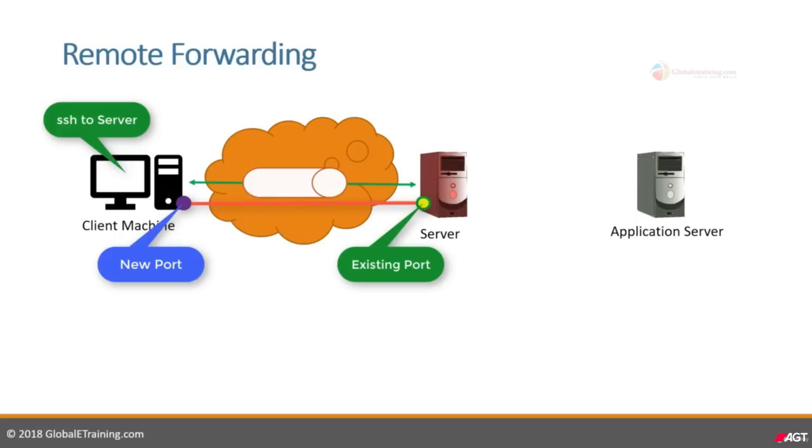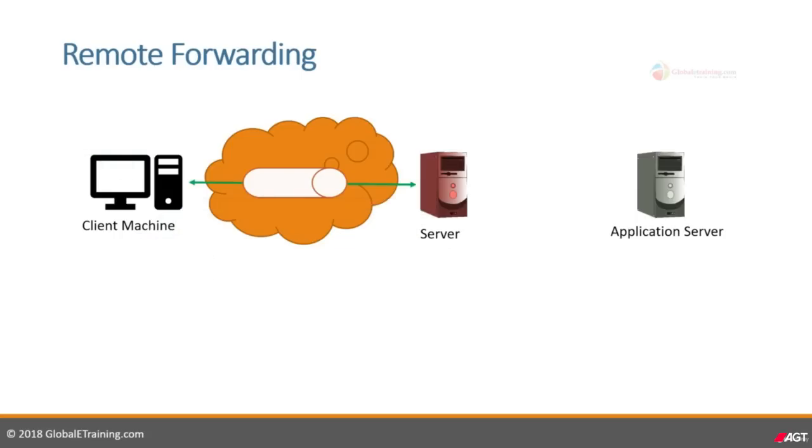With the remote forwarding, we will not open any port on the client machine where we run the SSH command, but we open it on the machine that we connect to, which would be our target machine. So with the remote forwarding, if I establish a session from the client machine to the server machine, a new port is opened on the server machine.